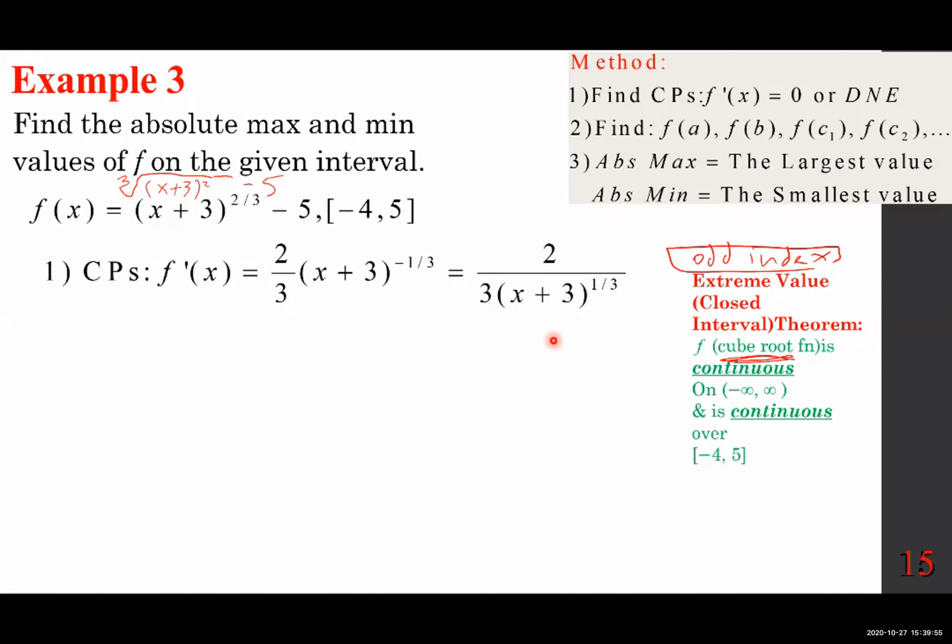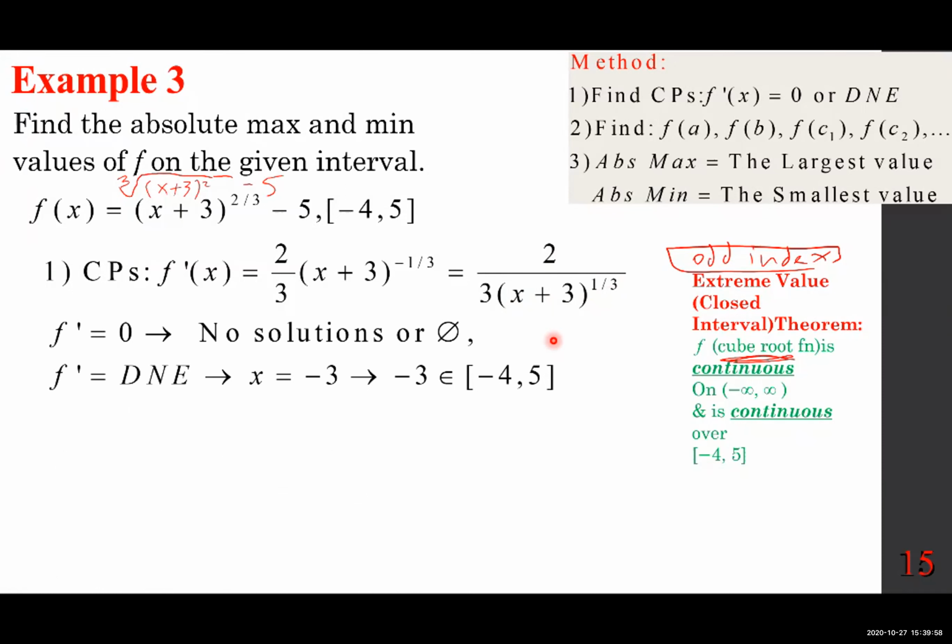I hope you understand what happens here. By the way, again, this is phi, which means no solutions. This is a Greek letter phi, which means an empty set. So, again, f prime is 0. You set the numerator equal to 0, it doesn't give us anything. F prime doesn't exist, the denominator equal to 0 and gives us -3.